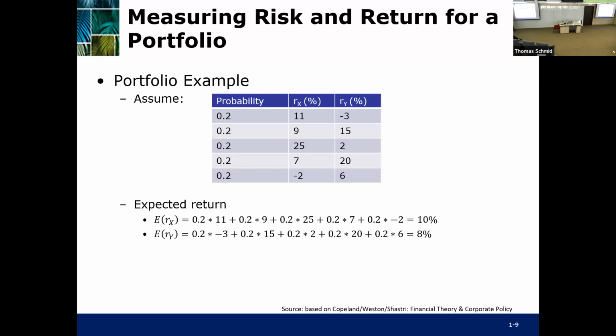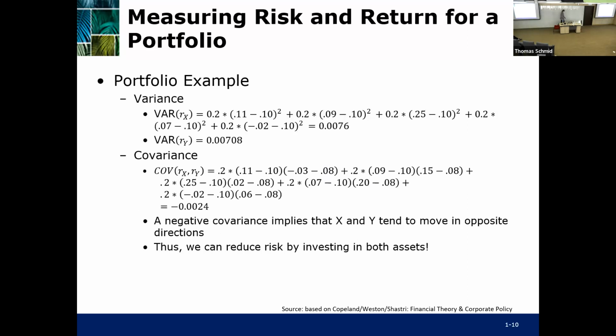So what is the expected return of x and what is the expected return of y? I think it's clear by now, so we don't have to go through that in detail. It's 10 and 8%. Probability weighted average across all the different states. Same for the variance. Probability weighted, 0.2 probability. This is the return of x in the first state. This is the average, the expected return, squared, summed for all states. We have 0.076, and for y, it's 0.0708.